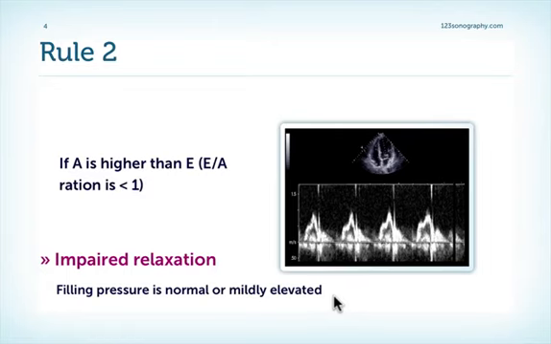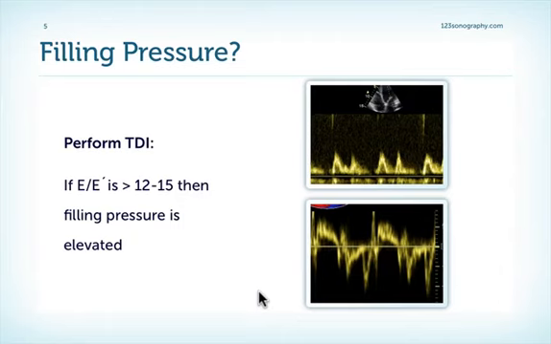Rule number 2. If the A wave is taller than the E wave, in other words, the E to A ratio is less than 1, then the patient has impaired relaxation. Filling pressure in these patients is usually normal or only mildly elevated. If you want to know if filling pressure is normal or elevated, you can perform tissue Doppler imaging. If the E to E prime ratio is more than 12 to 15, then the patient has an elevated filling pressure.